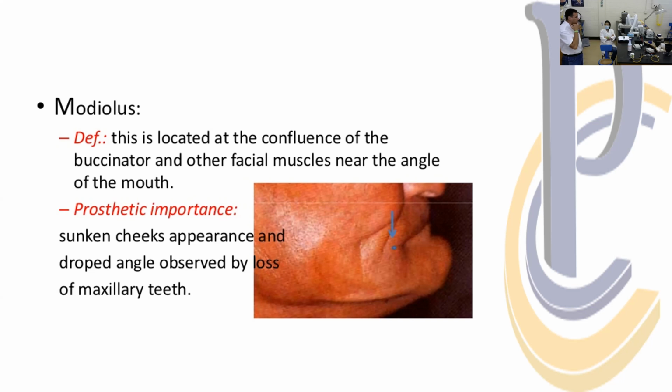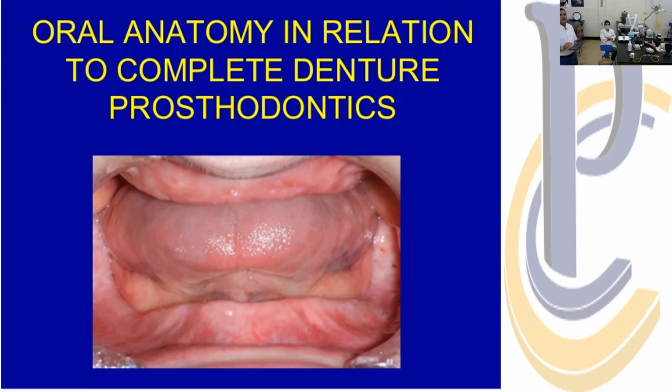Modiolus. Modiolus is the angle of the mouth, the corner of the mouth. The patient talks, so it should be respected. If the denture does not fit, the modiolus won't work very well. The denture will fail, and the patient couldn't talk. It's the relation between these muscles and the denture. So this is what remains when you extract teeth.